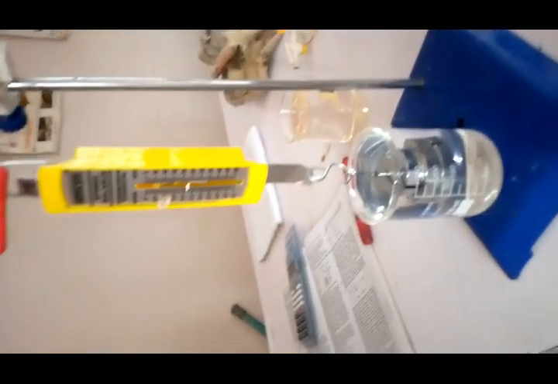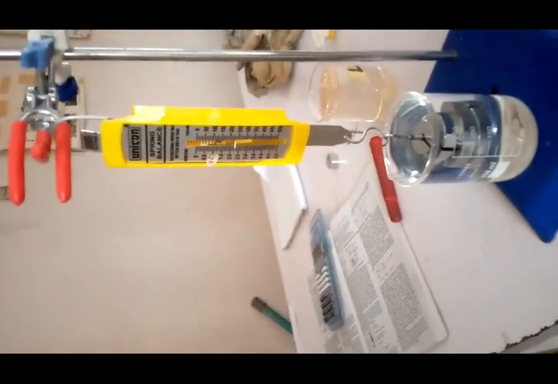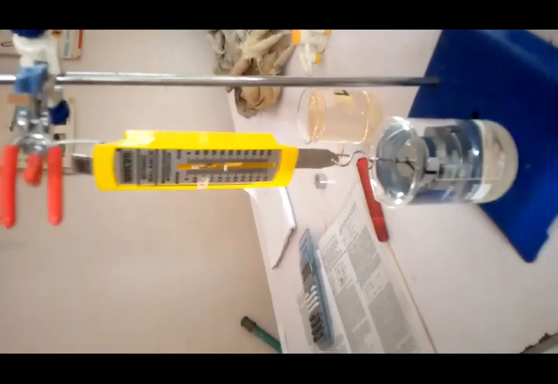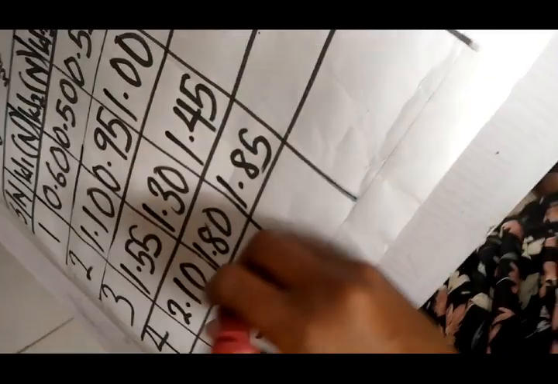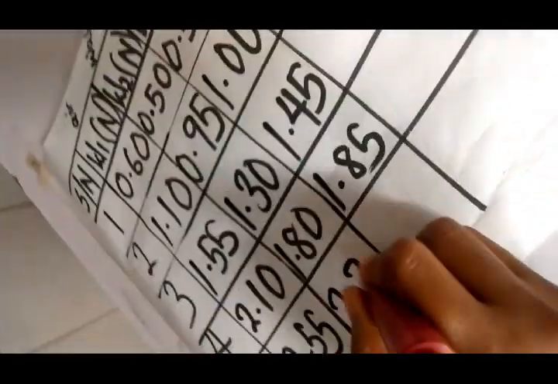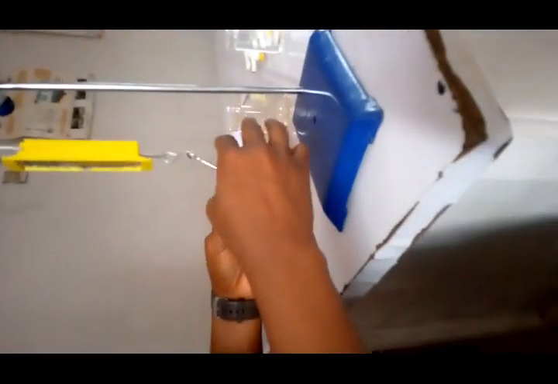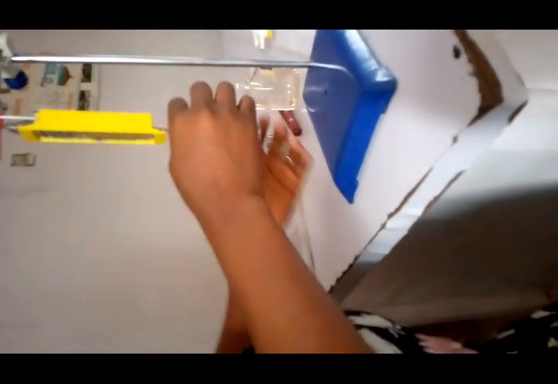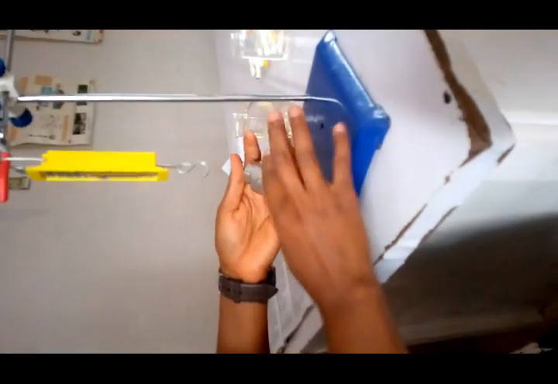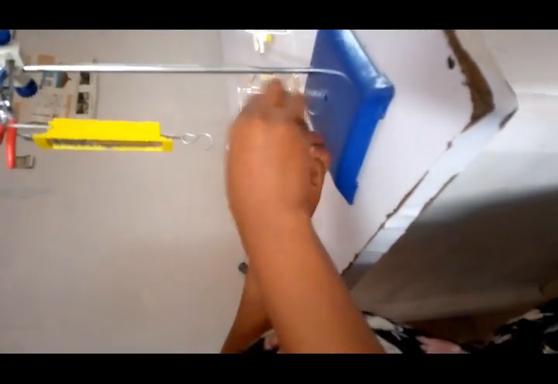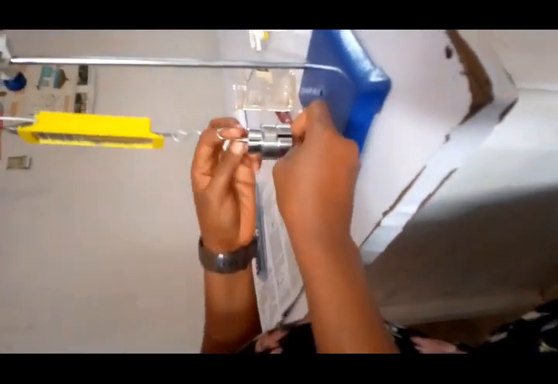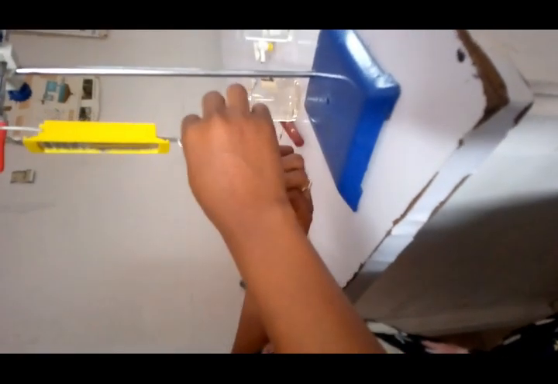So here we have 2.2, that is 2.20. I'm done wiping off the liquid, that's the water, on my mass. So you want to wipe it very well. Even the water on the hanger should be wiped off, because now we are looking for W3.